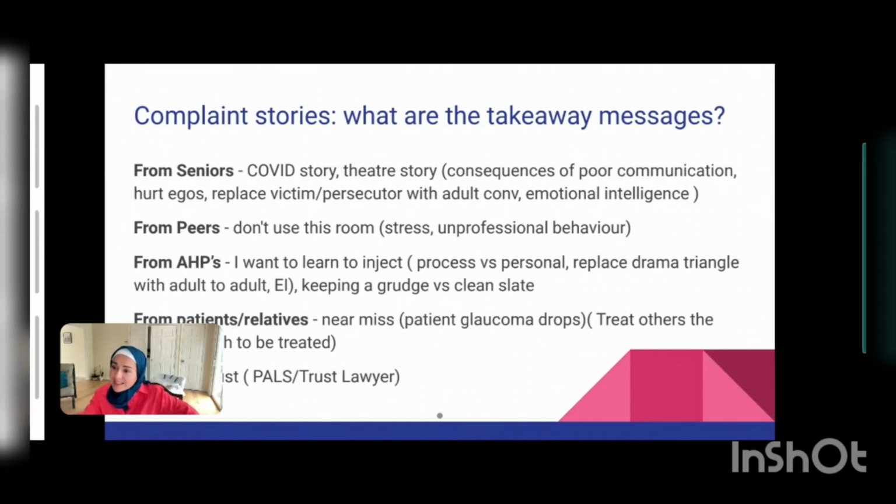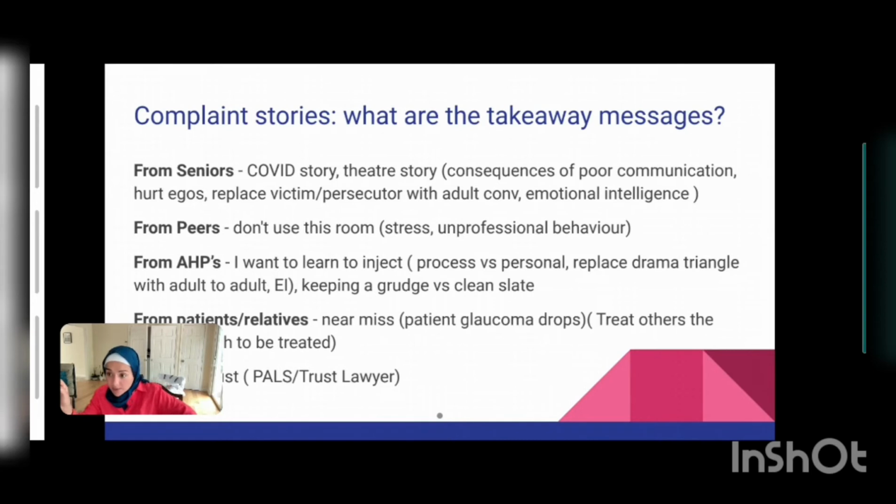That colleague was clearly very stressed to behave in that way. It wasn't normal. So there was something deeper going on there. From allied healthcare professionals: once an orthoptist came into the clinic room in my clinic and said, I've been told that I can learn intravitreal injections and you have to teach me.